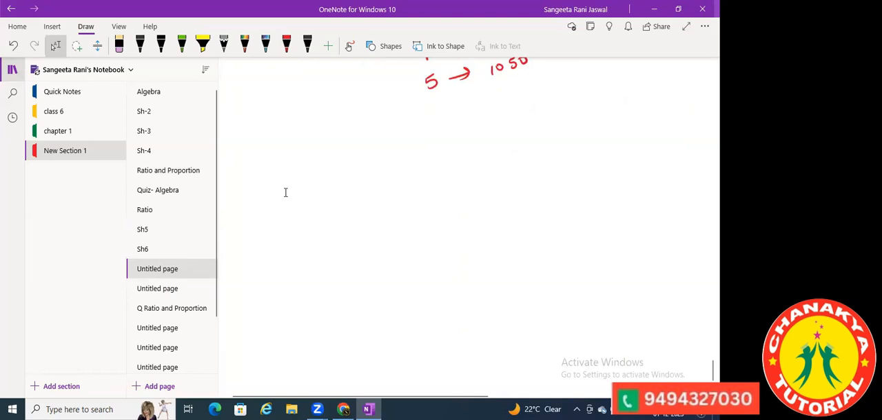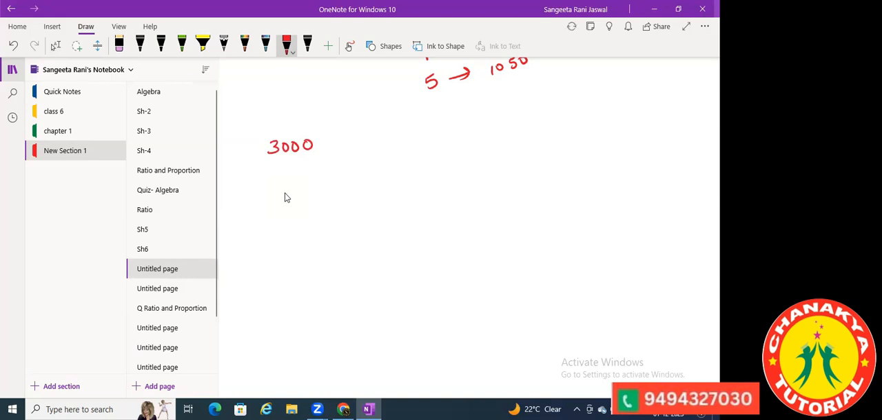Okay, now the proportion method is here. What was the question? One second, let me take out the question. Ekta earns rupees 3,000 in 10 days. She was earning rupees 3,000, no? So Ekta is earning 3,000 rupees.